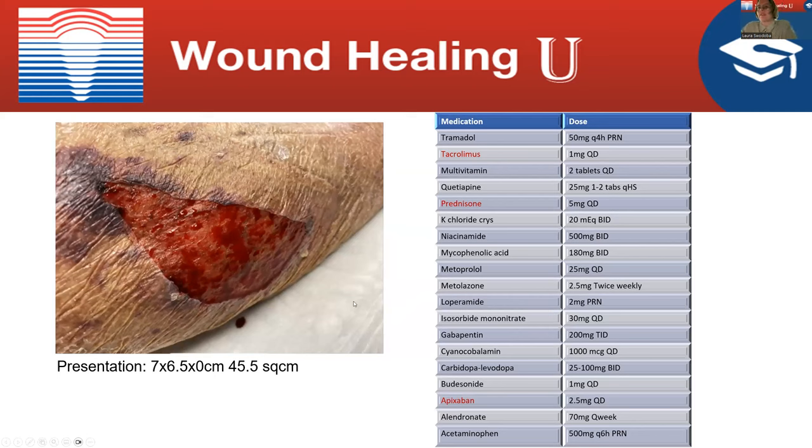Now looking at the pharmaceuticals that she takes, certainly polypharmacy, right? A lot of them are necessary given the comorbidities. However, I've highlighted the ones where we know that this could impact wound healing. We have her tacrolimus, making her immunocompromised, prednisone, which we clearly know that chronic intake can impact wound healing and skin health in general, leading to the skin tear, and then anticoagulants as well. Go to the next slide.